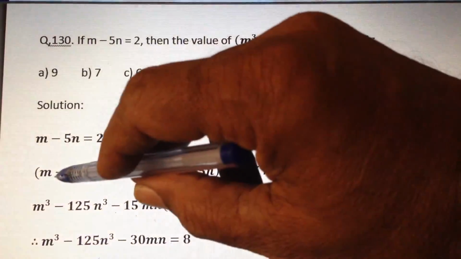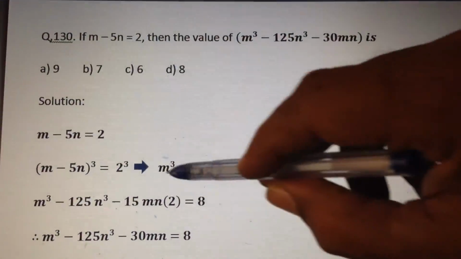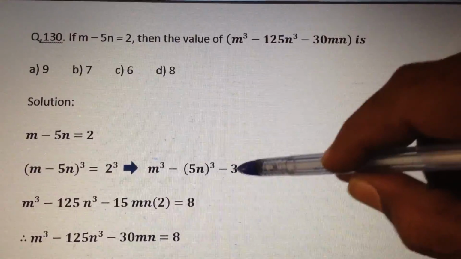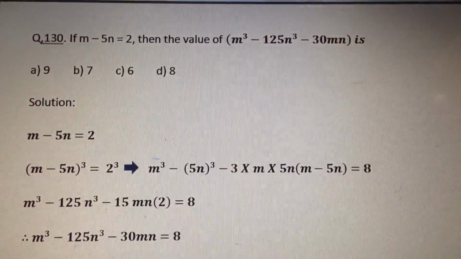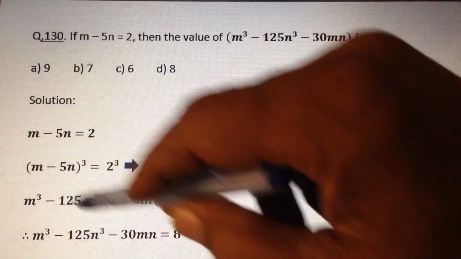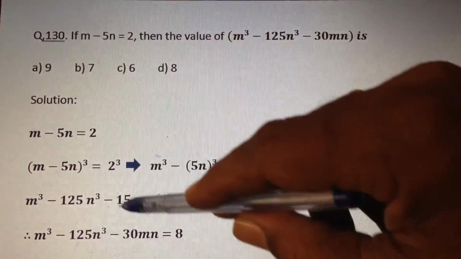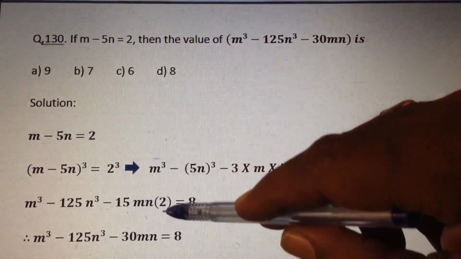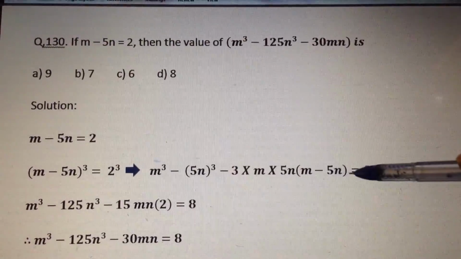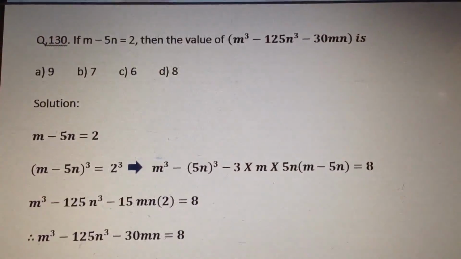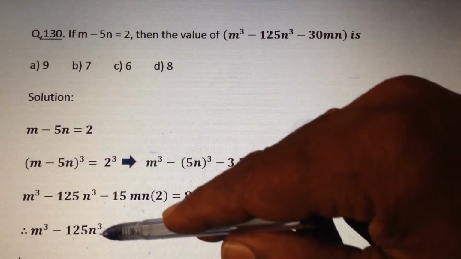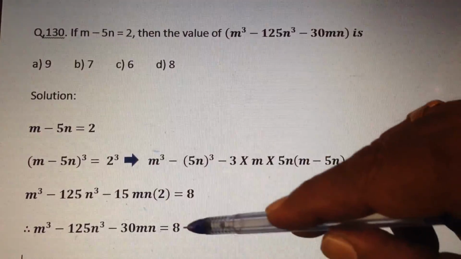This is a minus b whole cube is equal to a cube minus b cube minus 3ab into a minus b. We have applied the same formula here. Therefore, m cube minus 125 n cube minus 15 mn into 2, because m minus 5n is equal to 2, 15 mn into 2 is equal to 8. Therefore, m cube minus 125 n cube minus 30 mn is equal to 8.